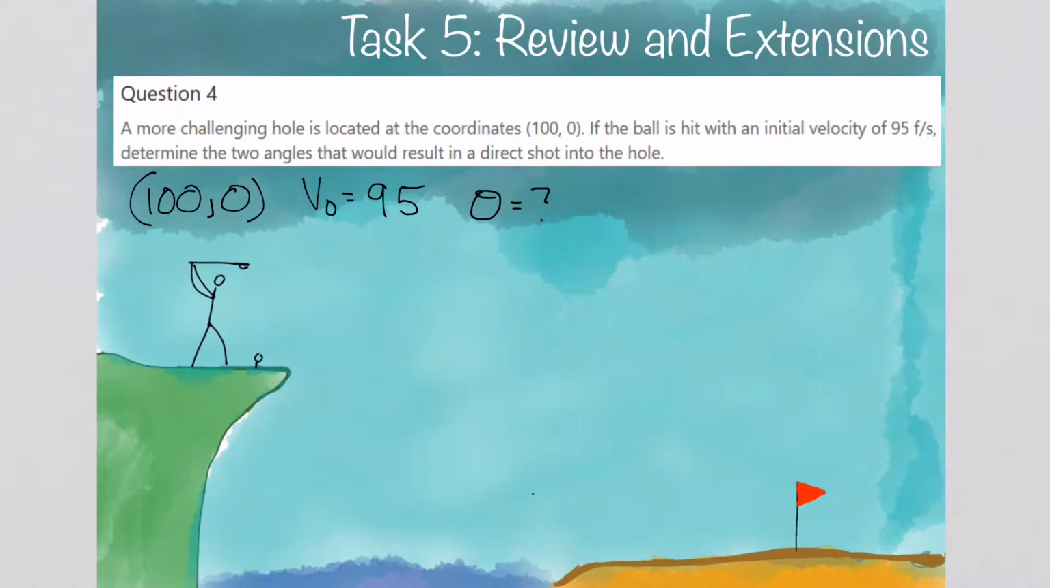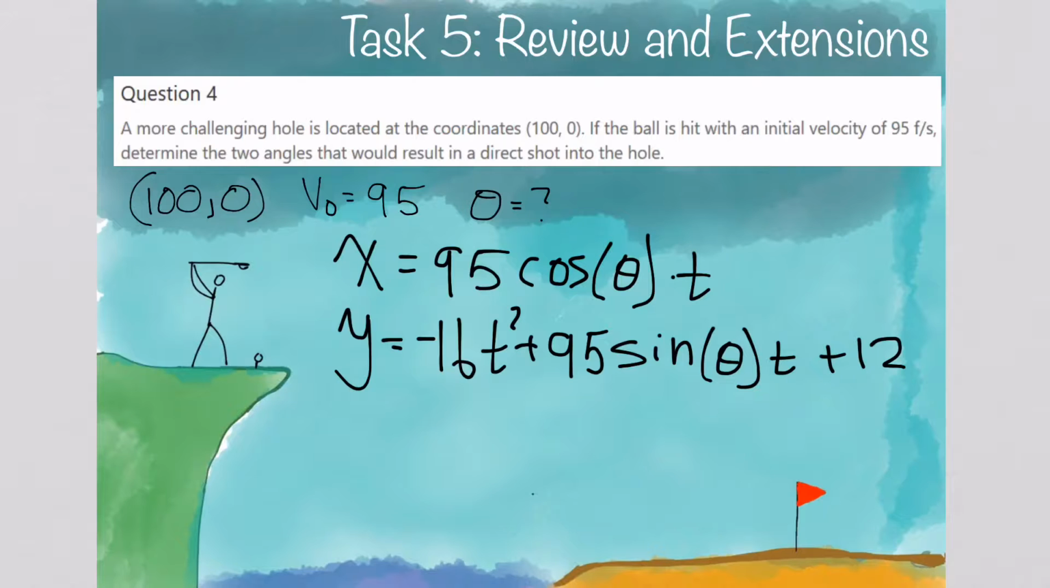So again, just like in question 3, I don't know all of the information. But in this problem, I know the velocity, but I don't know the angle that I want to hit the ball at. But our approach is going to be the same. We're going to start by writing down our models in terms of the unknown variable and our parameter t. Once I have my model, I want to go ahead and eliminate the parameter to combine this set of parametric equations into a single equation.